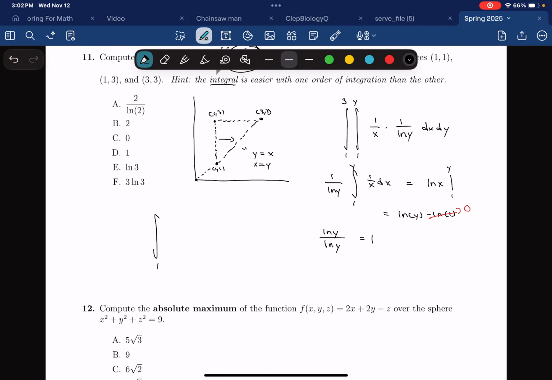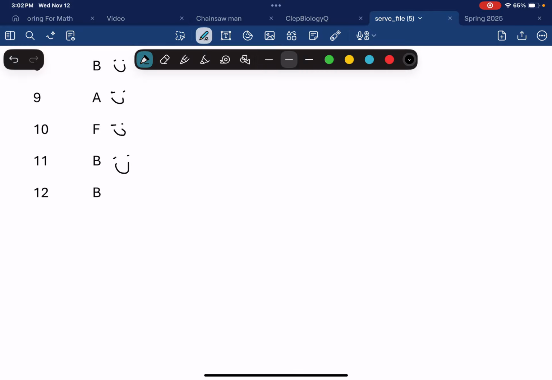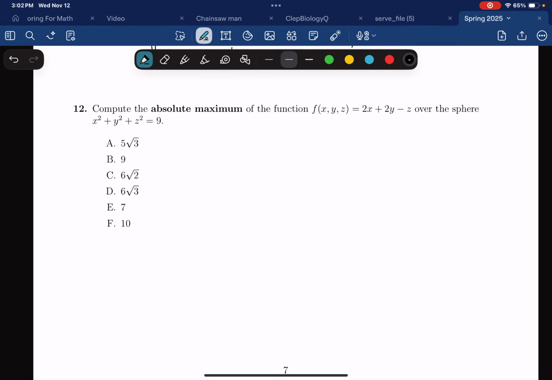So now our integral is simply from 1 to 3 of 1 dy, which gets us y from 1 to 3, which is just 3 minus 1, which gets us the answer 2, which in this case is B. That is number 11. Last question.